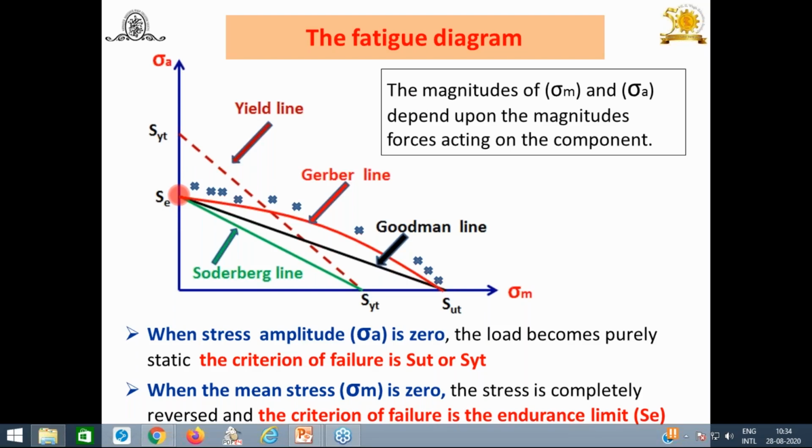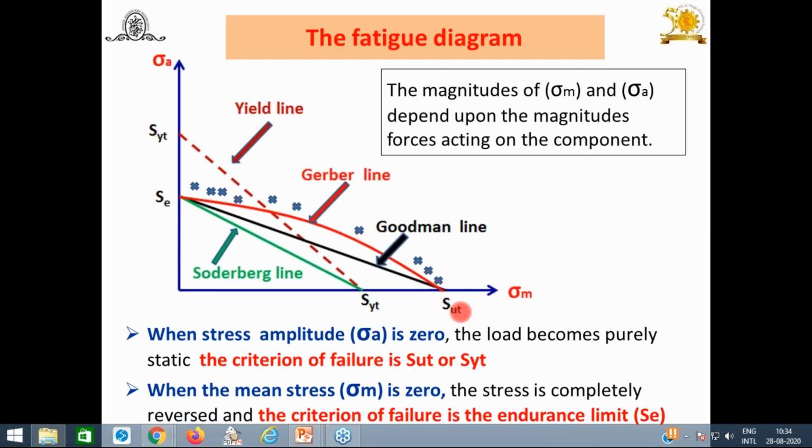How to find out this endurance limit? We know very well, in the laboratory by using a rotating beam machine test and the approximate estimation method. SE is equal to Ka into Kb into Kc into Kd into SE dash, and SE dash is equal to 0.5 SUT for steel material, or for cast steel, 0.4 SUT. By using this approximate estimation, you can locate this point. Now you have SE, and I am going to locate SUT on the mean stress axis.